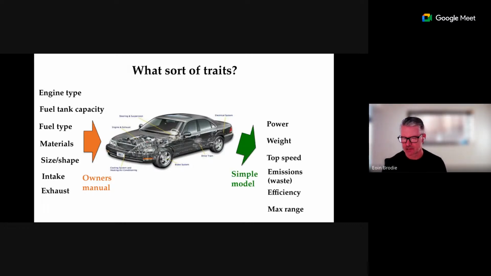And that allows us, using a simple model, to predict the power, the weight, the top speed, the emissions, the efficiency, and maybe the maximum range of the vehicle under given conditions. So it's very similar for microbes.